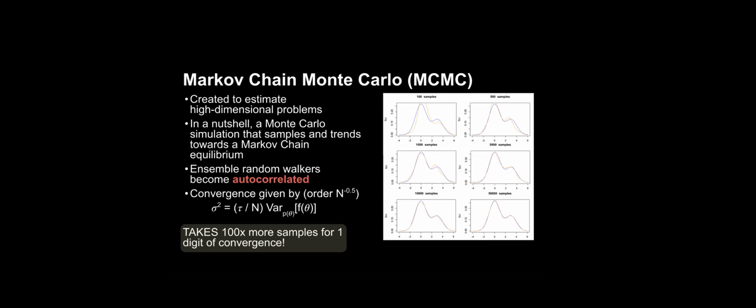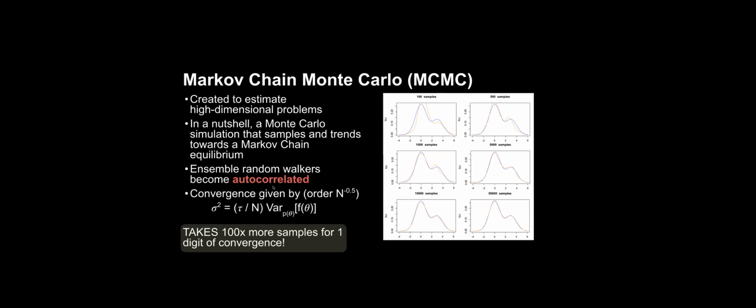So in a nutshell, when you're running MCMC, you're running a Monte Carlo simulation that takes a lot of samples in order to converge to a certain level of tolerance that trends towards a pre-described Markov chain equilibrium. And the convergence is similar to a Monte Carlo method in that it's order 1/n to the 1/2 power. So you need 100 times more samples to get an extra digit of convergence, where this tau is essentially a characteristic time of how long it takes for the autocorrelation to disappear from the Markov chain.